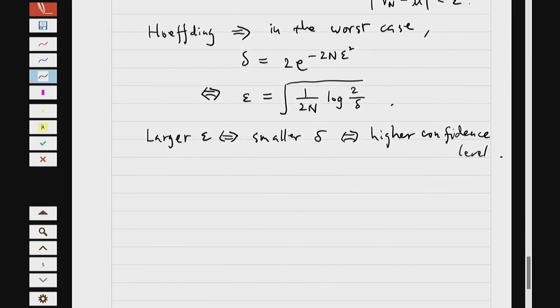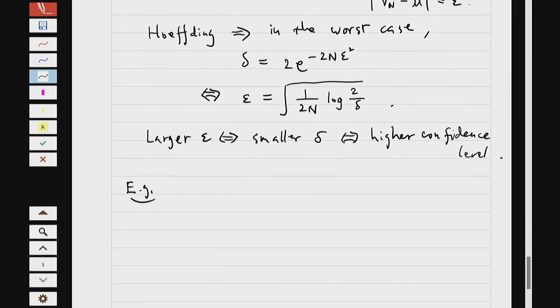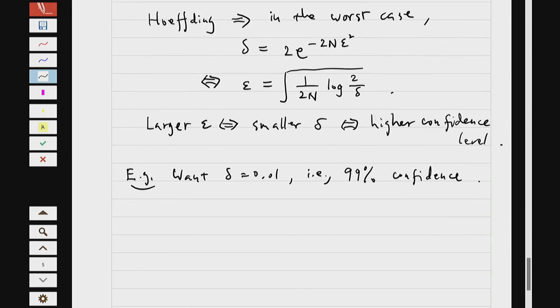So let's look at a numerical example. Suppose we want delta equals 0.01. That means what? What is our confidence level if delta is 0.01? 99%. Pretty good confidence. So we want to make statements for which we are 99% sure to be true. That's what we're saying. So what kind of statement can we make? What kind of epsilon?